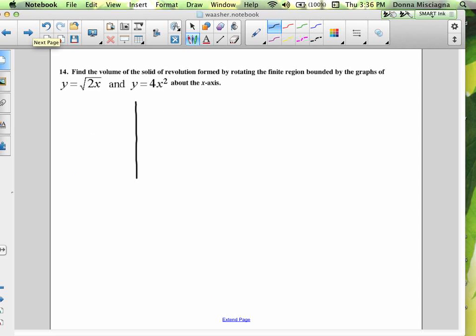So first step, I'm going to draw a coordinate plane there. I don't really need to have values on it. So y equals the square root of 2x. It's the same as y equals the square root of x, but it's horizontally shrunk. If I plug in 0, I'm going to get 0. If I plug in a half, I'll get 1. And if I plug in 2, I'll get 2, because that'd be the square root of 4, which is 2. So it kind of looks like this.